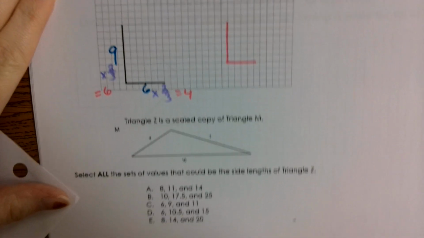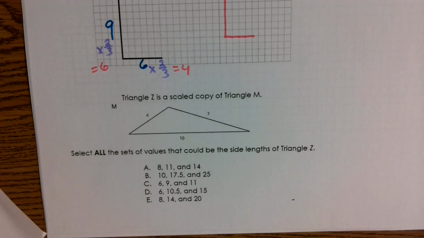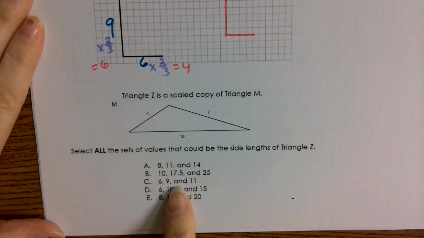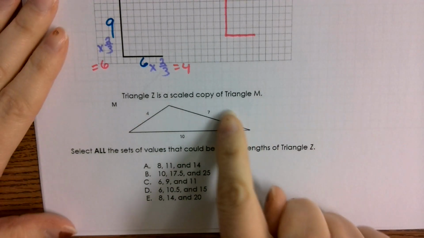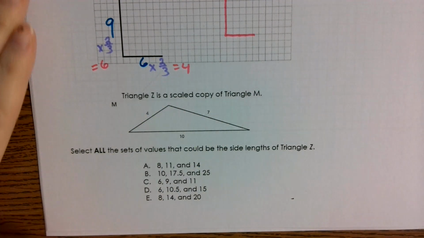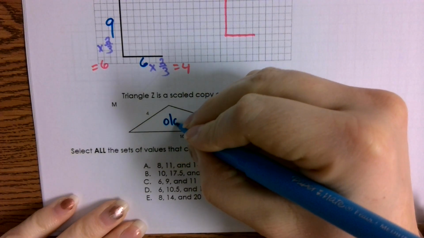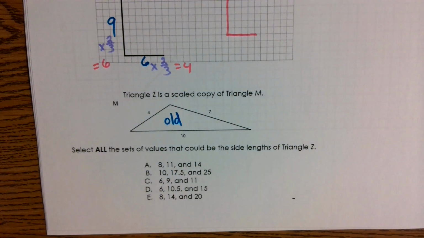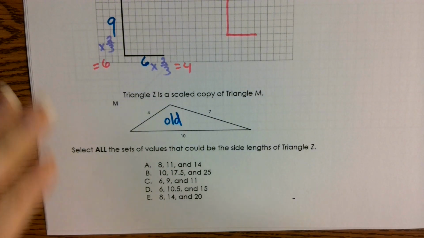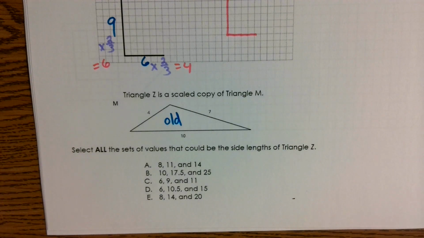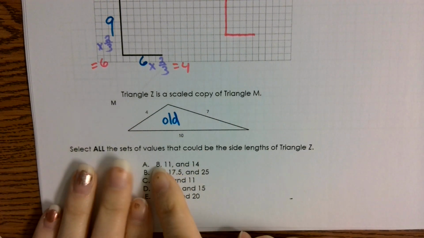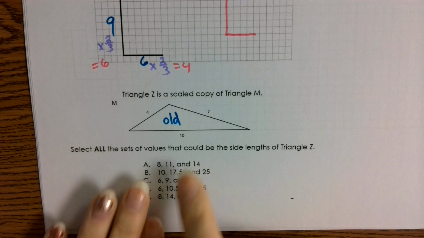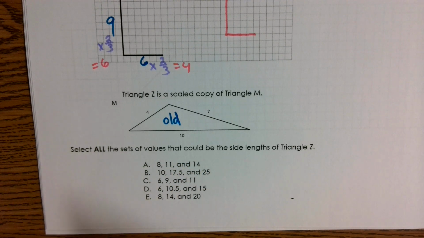For our last question, we want to figure out which of these sets could be potential scaled copies of this original. There are multiple sets that could be. So this is the old. I want to know which one of these are able to be new versions of that old. That means you have to check each and every one of the points. This is 4, 7, and 10. Here we have 8, 11, and 14. We want to see if they have identical scale copies throughout.